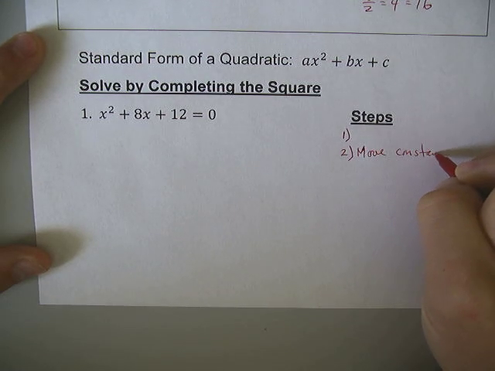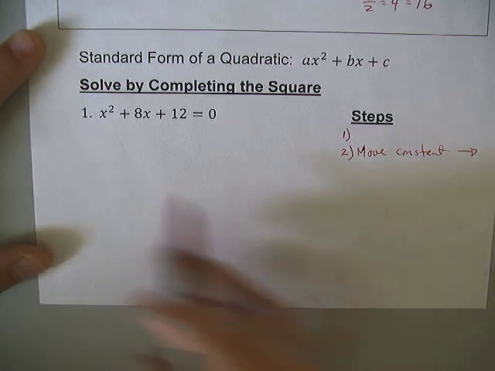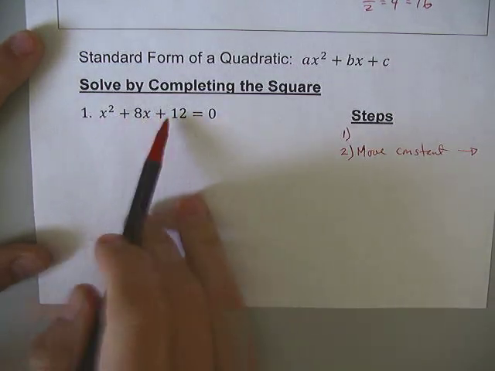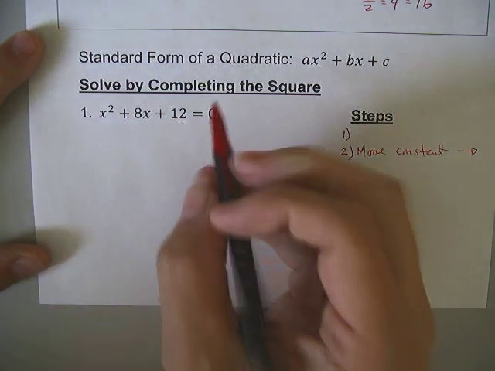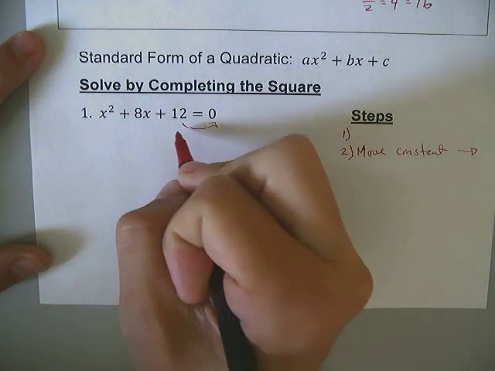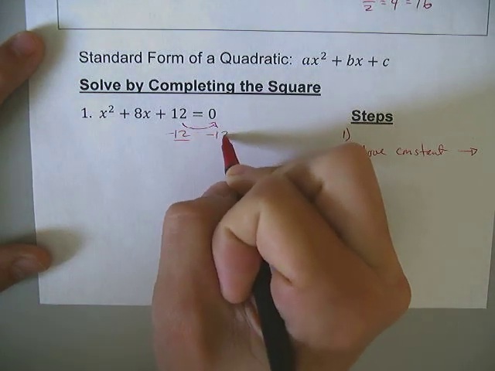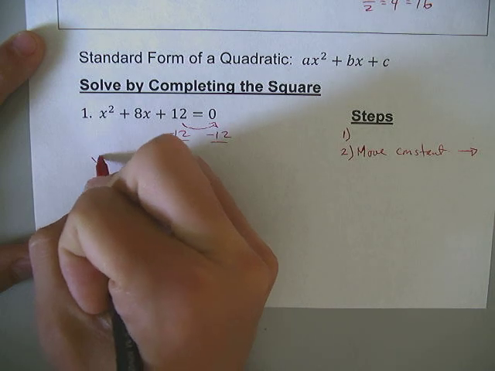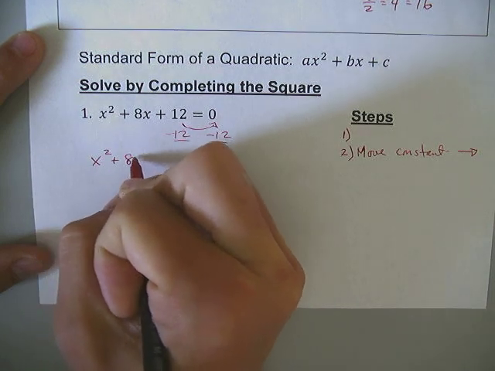Okay, so the second step is we're going to move the constant to the right. So as I look at this trinomial, the 12 is the constant, so I'm going to move it over here. So I'm going to subtract 12.